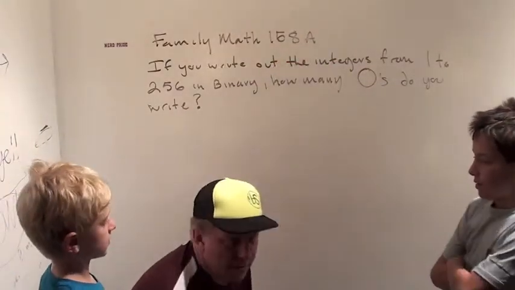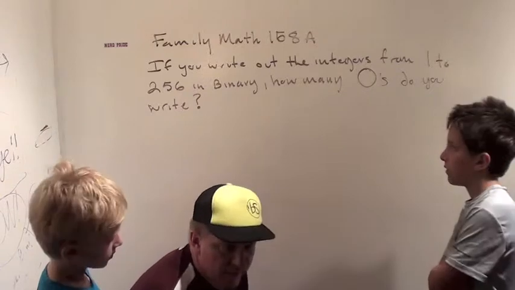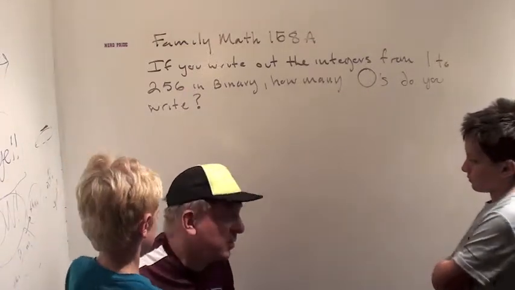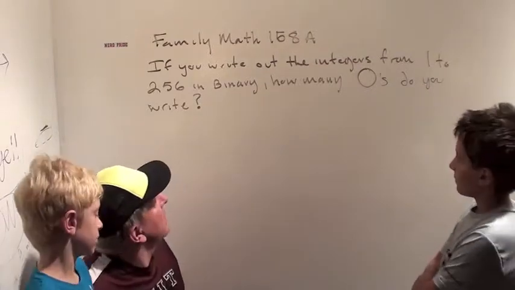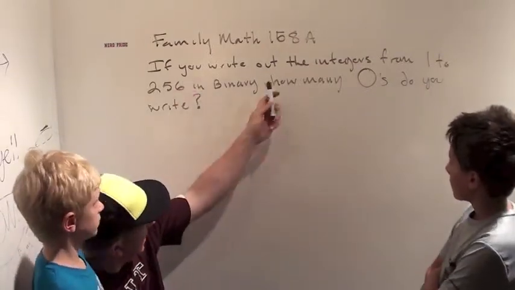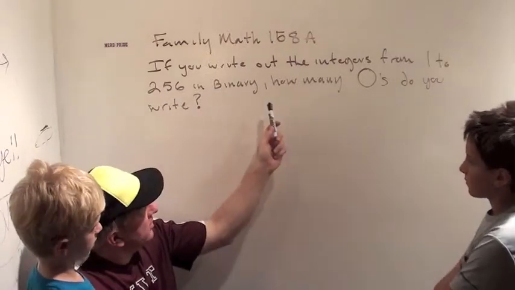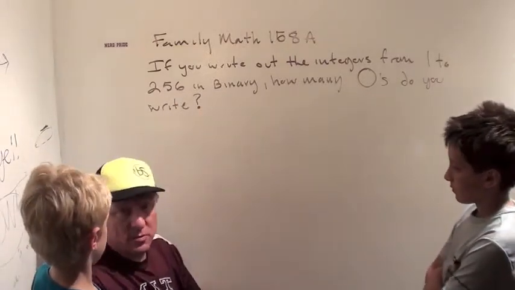Oh shoot, I forgot to bring the book, Art of Problem Solving's Intro to Counting and Probability. Apparently this problem is from an old ARML math contest. And here's the question: if you write out the integers from 1 to 256 in binary, how many zeros do you write?